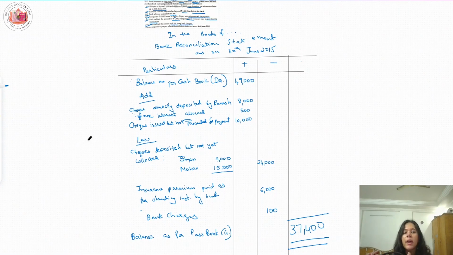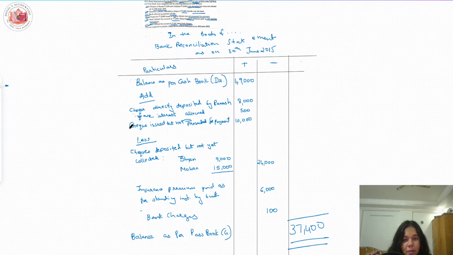Now we have reconciled our cash book balance with our passbook balance. In the question only we got our passbook balance, and through these given transactions and all the reconciliations that I have made, I have ended up with a balance of 37,400. That means my working is correct. Isn't it a very elegant way? You will know whether your working is correct or not, because you have to end up with that balance as given in the question. And that's how we have reconciled our cash book balance with our passbook balance.